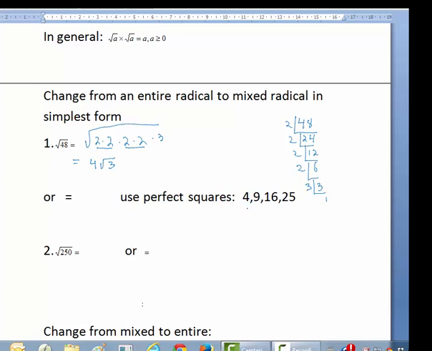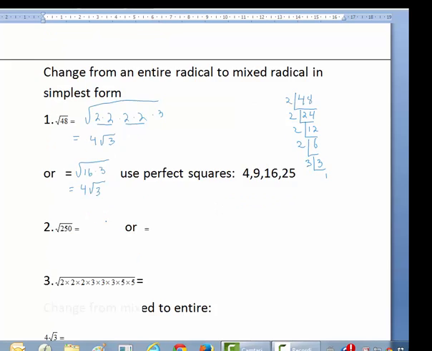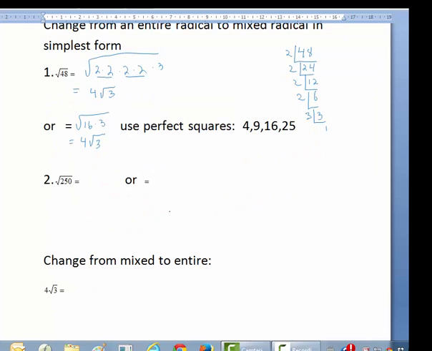Now, a little bit more sophisticated way, if we know the highest perfect square that divides into 48 is 16, we can write it like this, as the root of 16 times 3, and the root of 16 is equal to 4. The 3 stays under the radical sign. You can try 250 on your own.